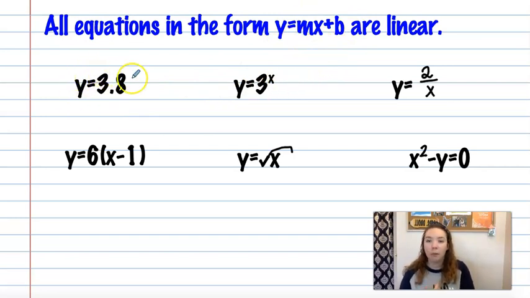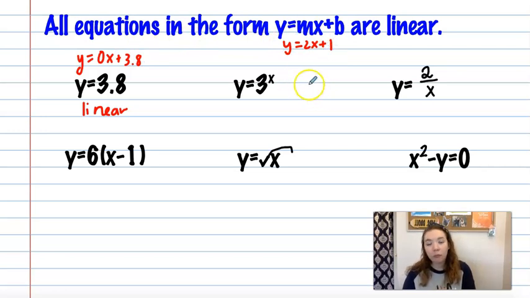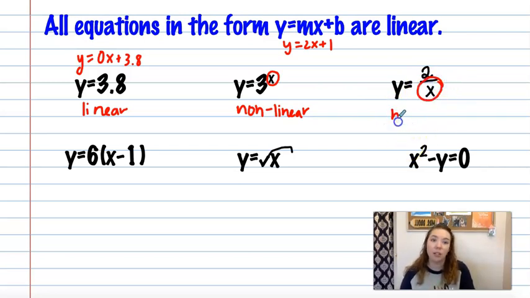Here, y equals 3.8. That's a line. And I know that because I could have 0x plus 3.8. Okay, m and b would be numbers like y equals 2x plus 1, for example. Here, I have this exponent of x. That disqualifies it. It is nonlinear. Here I have x in the bottom. That's also not allowed. I cannot divide by x, so this is nonlinear.